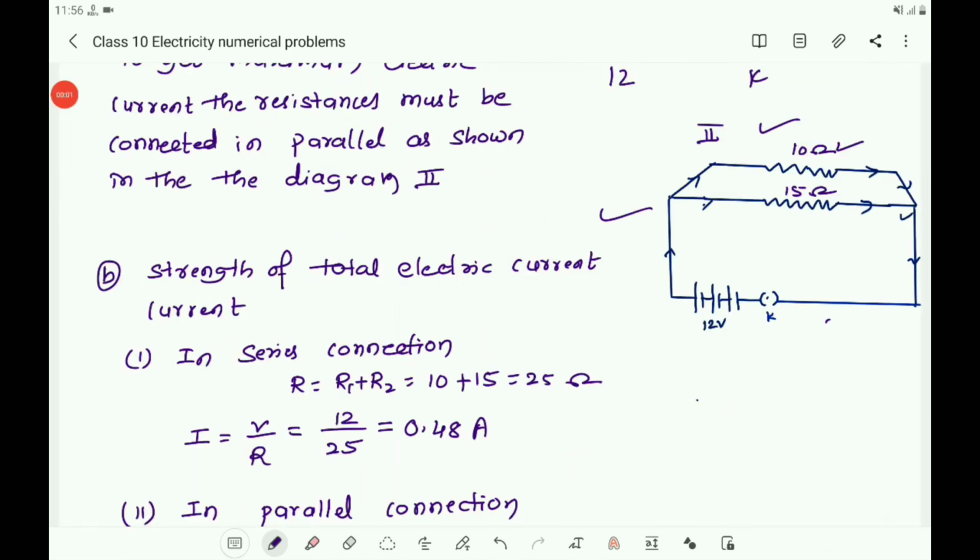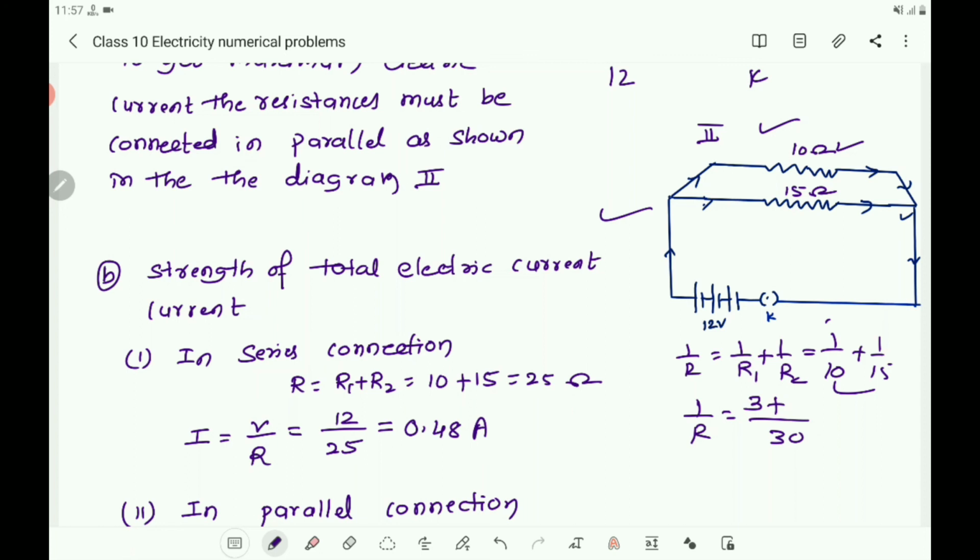In parallel connection, you can also get the total current this way. First you find the total resistance. You know that 1 by R equals 1 by R1 plus 1 by R2, that equals 1 by 10 plus 1 by 15. The LCM of 10 and 15 is 30. So you will get 3 by 30 plus 2 by 30, that is 5 by 30. So you will get R equals 6.